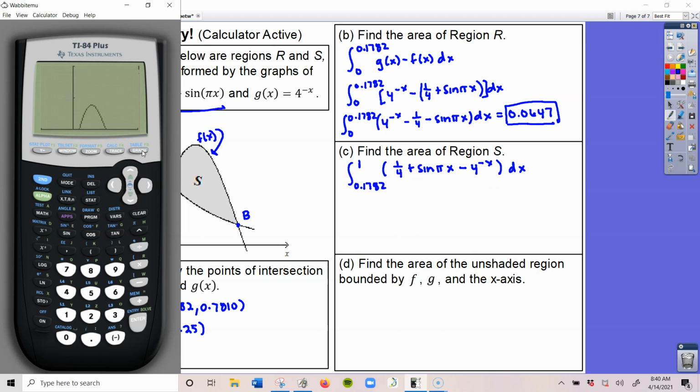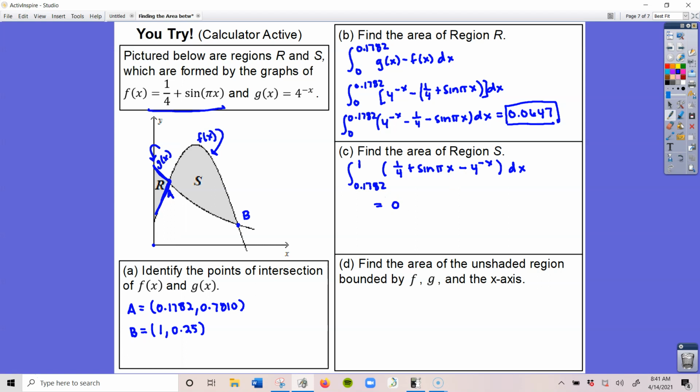Okay, so now we're going to integrate. We go to second calc, option 7, and my lower limit is now 0.1782, and my upper limit is 1. And I get 0.4103. And that would be the area for region S.